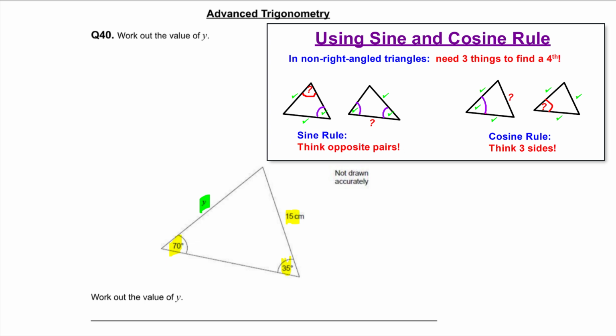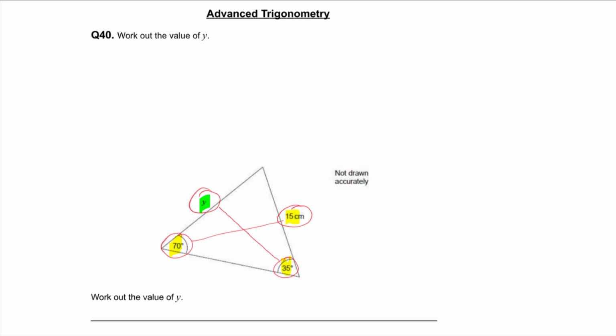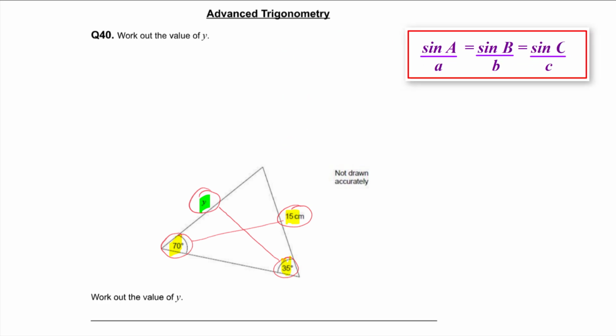What you've got here is opposite pairs. You've got an angle here, which you know, and you've got the side opposite, which you know. You've got an angle here, which you know, and you've got a side opposite which you'll want to find out. So with the sine rule, you're always going to have opposite pairs like that. I've got a 70 going with the 15, I've got a 35 going with the thing that I want to find. Now the sine rule you can write down either with the angles on the top or the sides on the top.